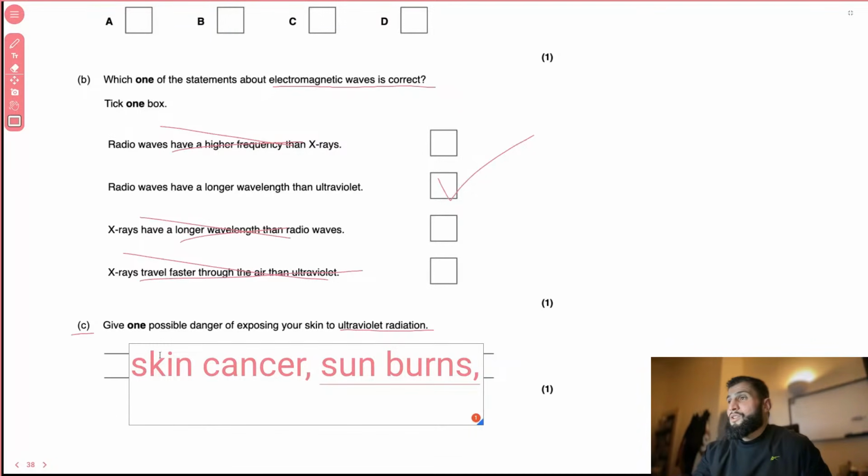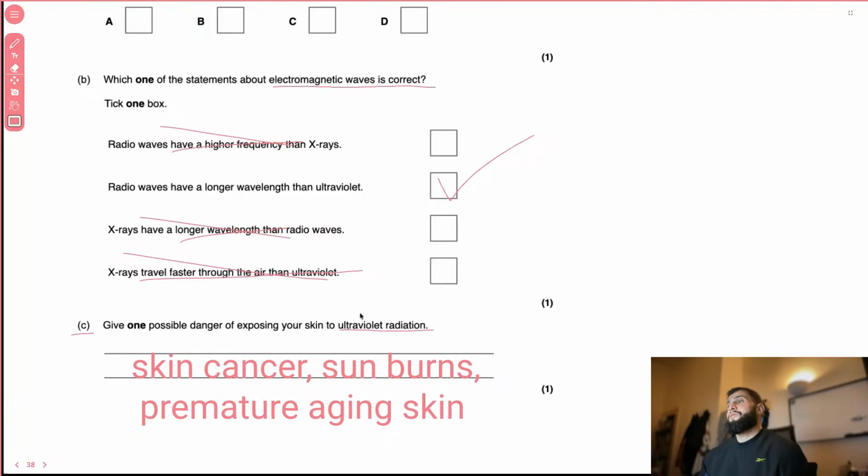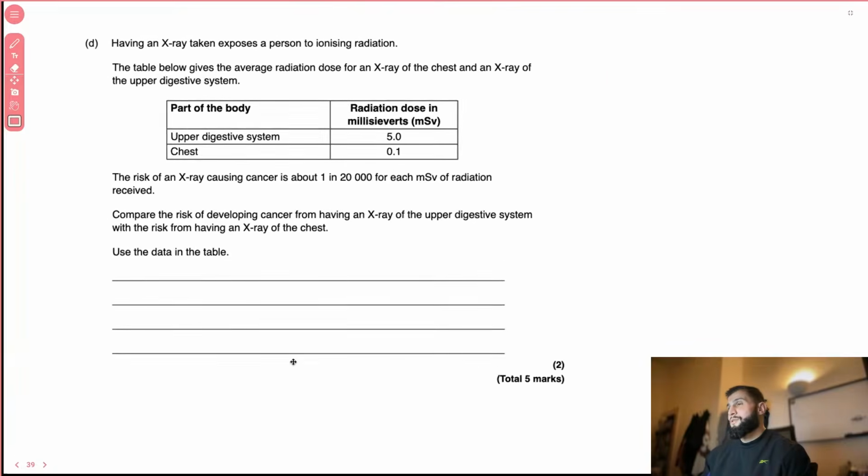Yeah, so we're talking skin cancer, we're talking sunburns, we're talking aging. So we can say premature aging of the skin. Those are all valid answers. So skin cancer, premature aging, sunburns, all valid. Okay, let's move on. So this one has two parts.